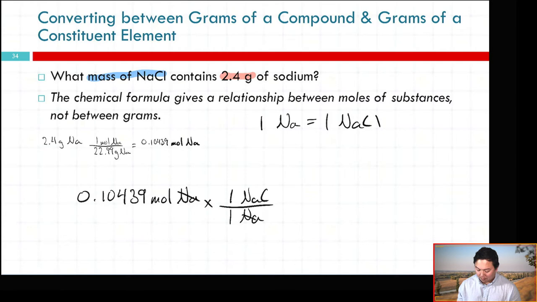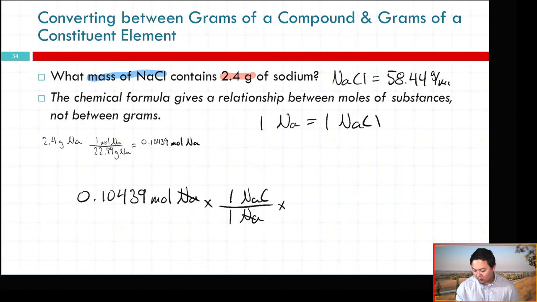And then in our next step here, we're going to end up with moles of sodium chloride. We need the molecular weight of sodium chloride. It's going to be sodium, 22.99, plus 35.45, to give 58.44 grams per mole.